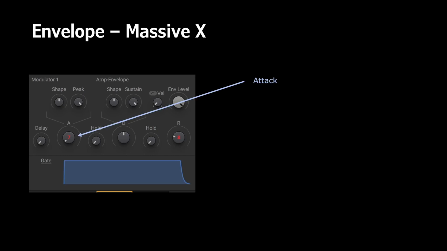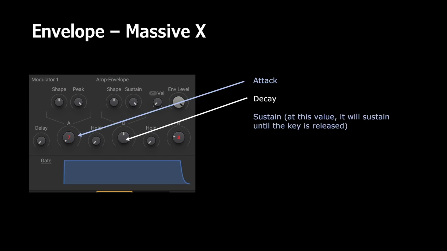Here is where you'd find your attack. Here is your decay. Your sustain there. So I've coloured this arrow red so you can just see it. So at this value, it will sustain until the key is released. So this means if you hold down the key, it will go forever because it's at max value. And here is your release.